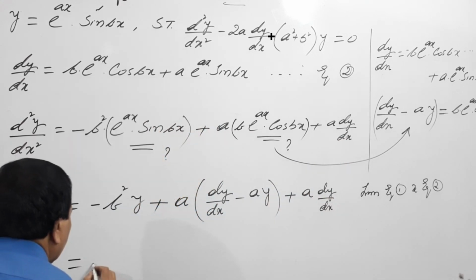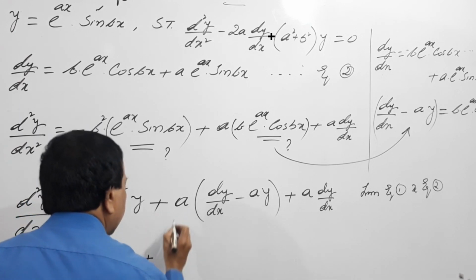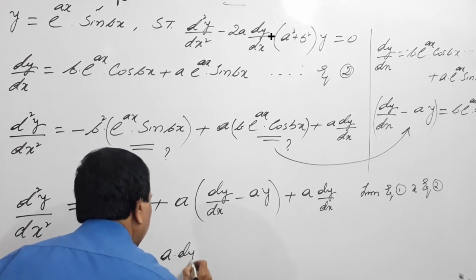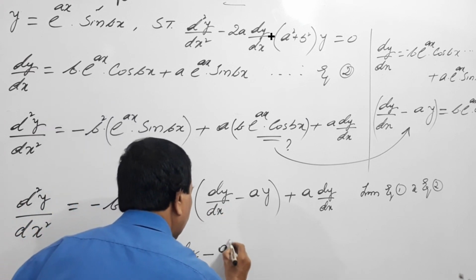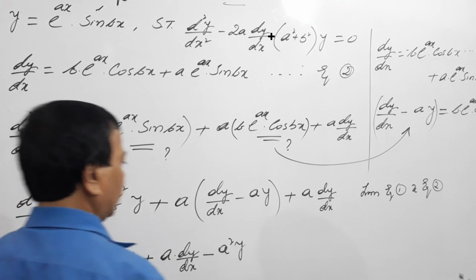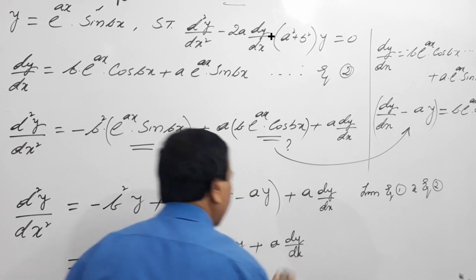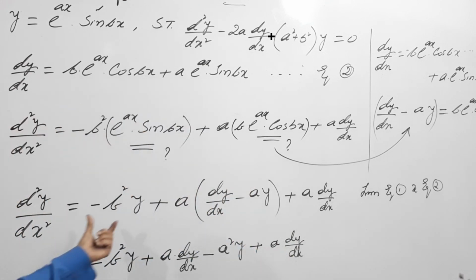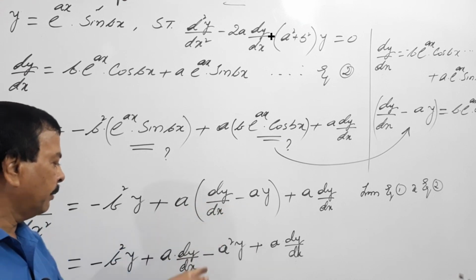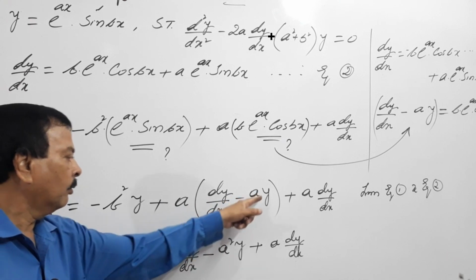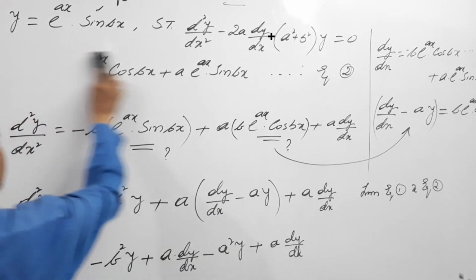Okay, that equals minus b square y plus a into dy by dx plus into minus minus a square y plus a into dy by dx. So what I have done? I have taken this minus b square y like this. I have multiplied this a into dy by dx, plus into minus minus a into a, a square into y, plus a dy by dx. Yes, we are clear here.